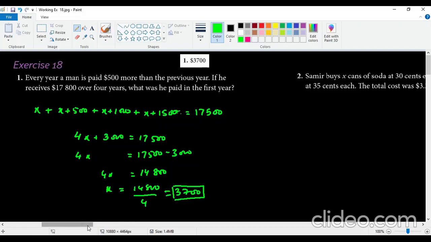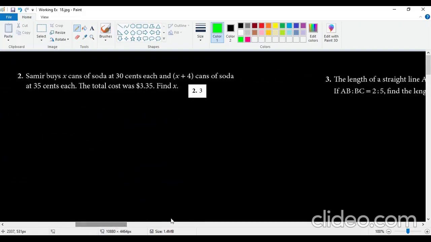Moving on to question number 2. It says Samir buys X cans of soda at 30 cents each, and X plus 4 cans of soda at 35 cents each. Total cost was 3.35, that means $3.35. First I will convert dollars into cents. 3.35 is multiplied by 100 because there are 100 cents in each dollar. So this is the amount of cents we are talking about.